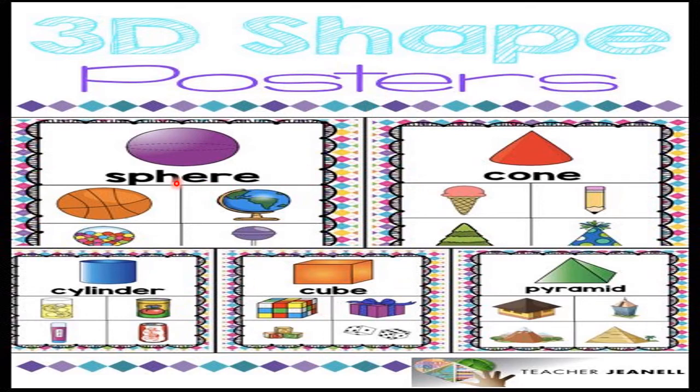Solid figures like a sphere. This figure is called a sphere, S-P-H-E-R-E, sphere. Next is cone. It's a cone shape. C-O-N-E, cone. These all are called cone shapes, like an ice cream, like a tree, like a cap.